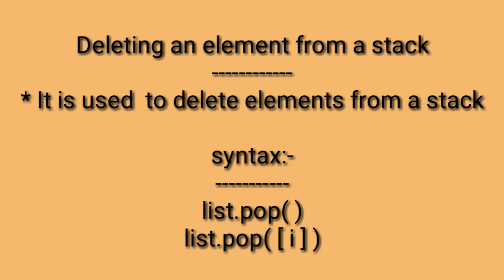The index position I is optional with the function pop. The function pop removes the element from the stack. It also returns the popped or deleted element from the list. This is the syntax for deleting an element from a stack. Once again I repeat, list dot pop or list dot pop of I. List dot pop is the simple syntax. List dot pop of I means the element I is deleted, or popped, from the stack.